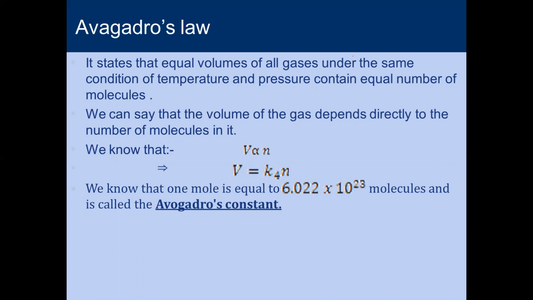And removing the proportionality sign, we can introduce a constant K4 here. So V is equal to K4 into n, and 1 mole is equal to 6.022 into 10 raised to power 23 molecules, and it is called Avogadro's constant.